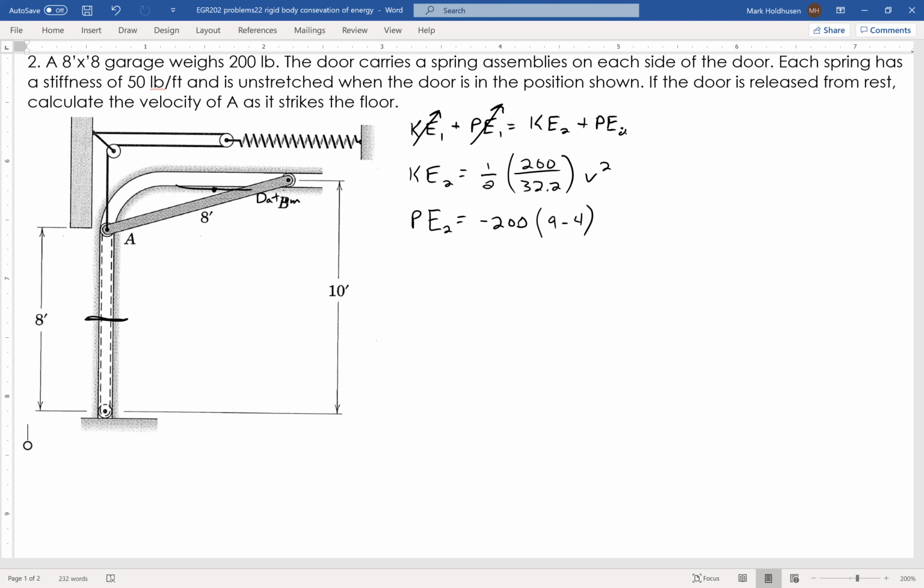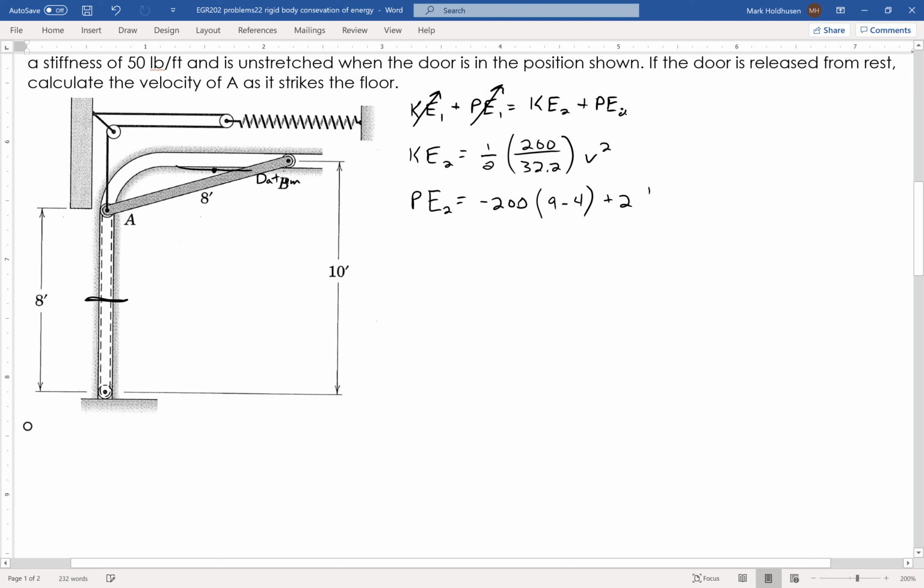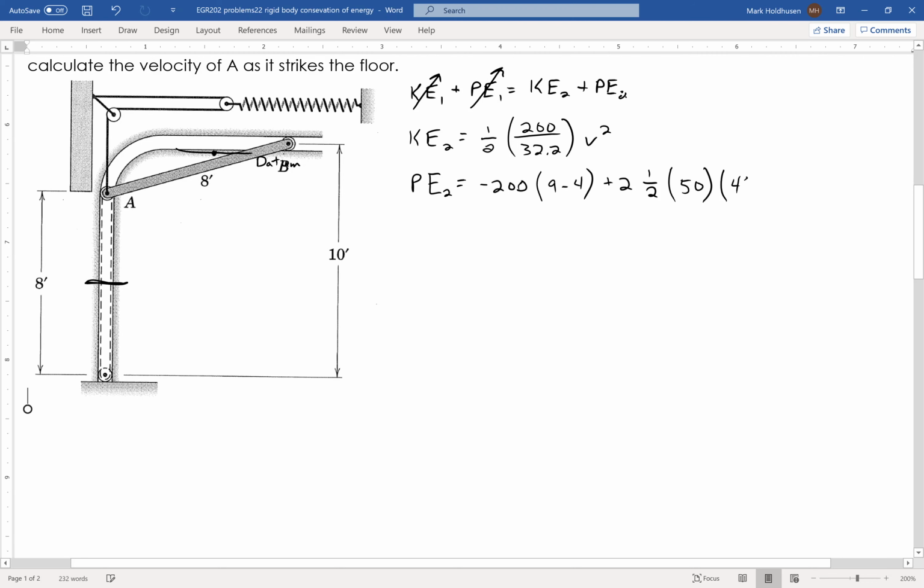Then I also have the spring force. Okay. Now the spring is attached basically to the end of A. There's two of them. Springs always have positive potential energy, so I'll say plus 2 times 1/2 K, where K is 50. Now the thing is the stretch in the spring. Notice that A moves down 8 feet, but the way the pulleys are set up, that spring only moves 4 feet, so it's going to be 4 squared. And really, that's all there is to it now.